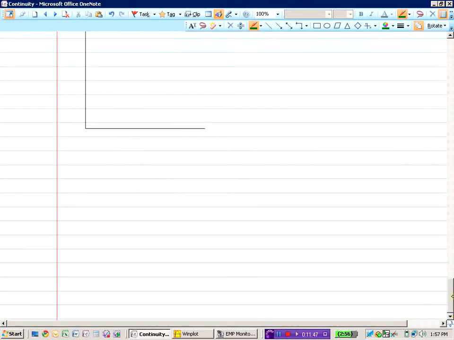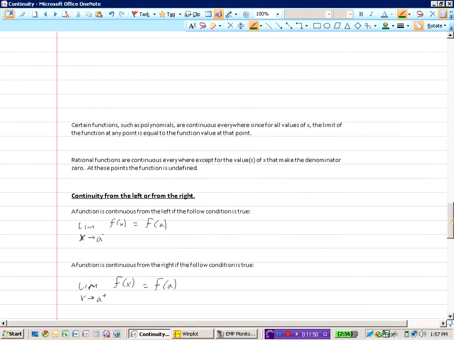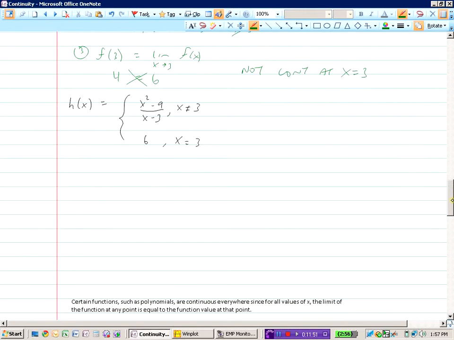Whoop. Why does it do that? Let's look at this function, h of x.